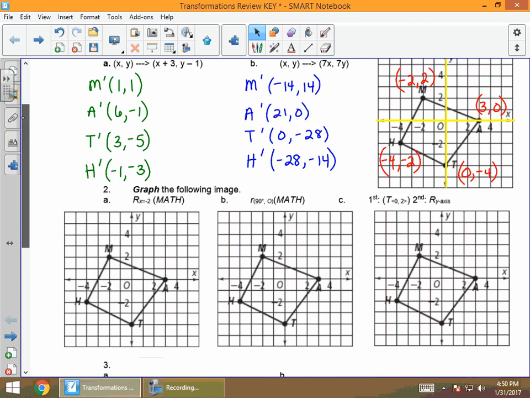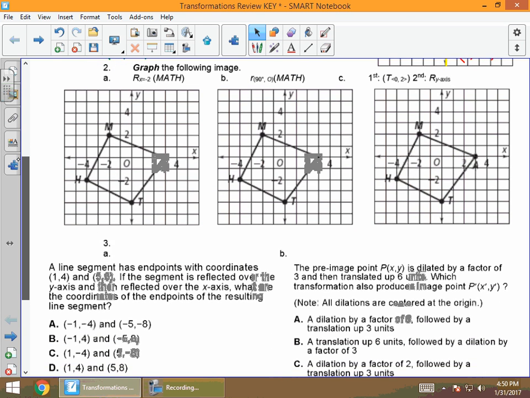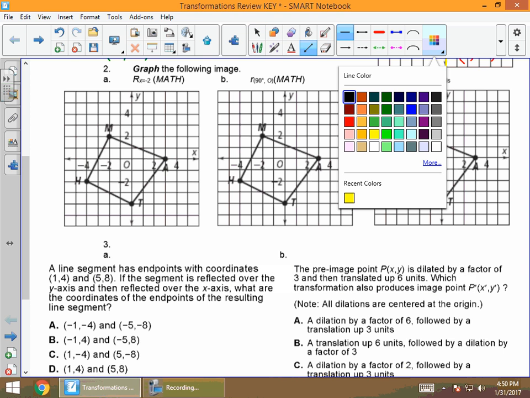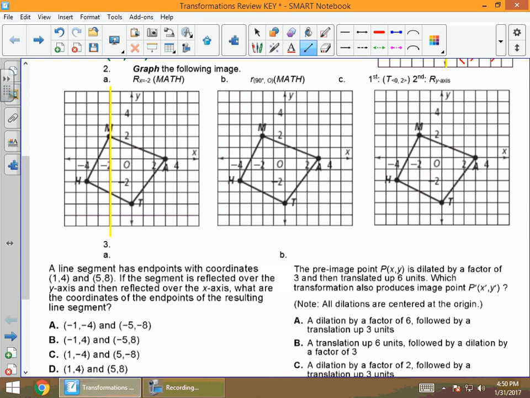All right, question number 2 has an A, B, and a C, and wants me to graph the following image. Okay, so now I need to graph these things. First one says capital R, x equals -2. Capital R means reflect it. So I'm going to put my line at x equals -2. I'm going to go to the left 2, and put a vertical line there. That is the line x equals -2 right there. I need to flip all my points over top of that one. So M stays in the same spot.